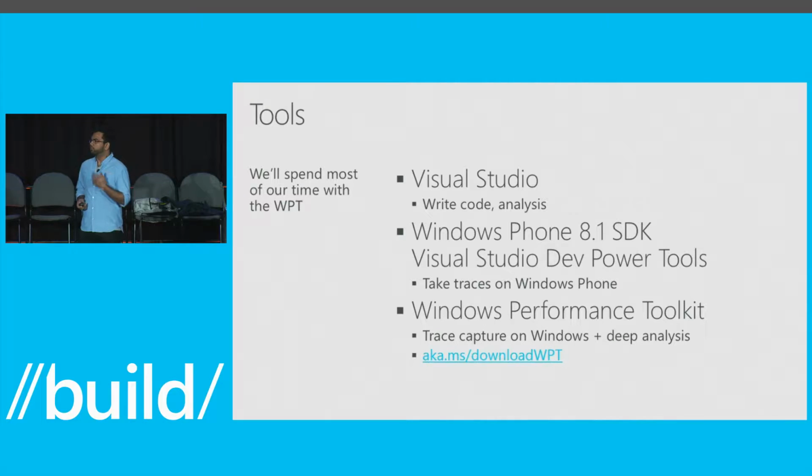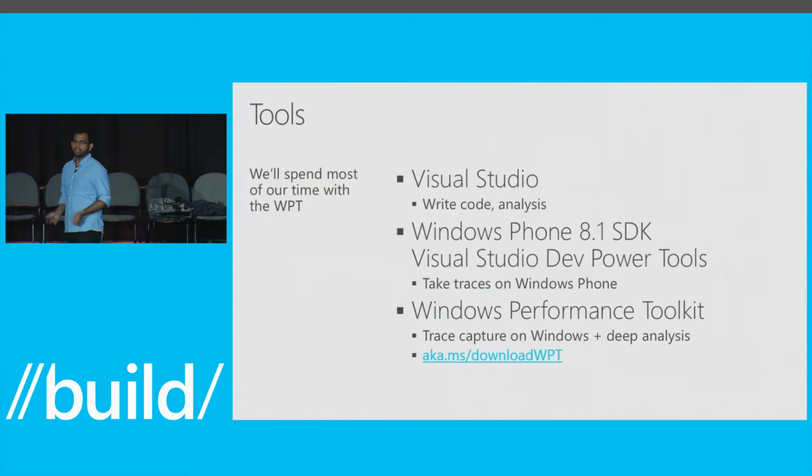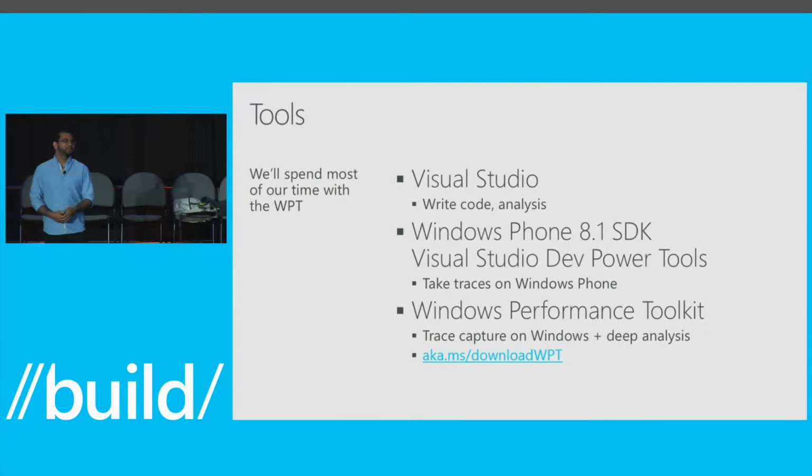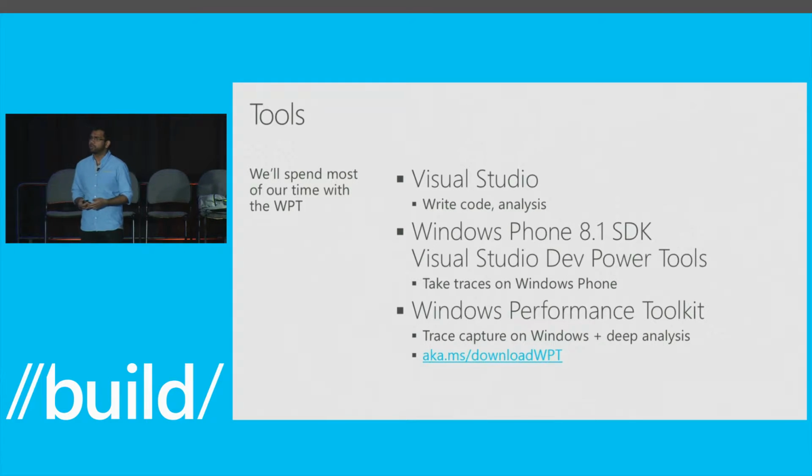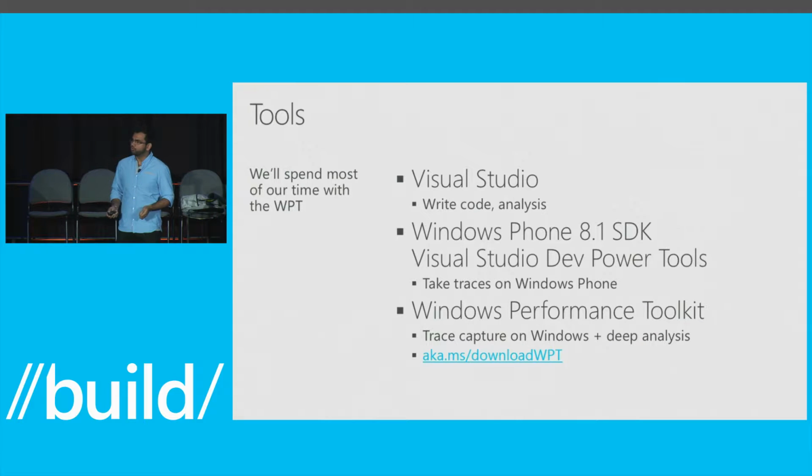Now, speaking of these tools, there are a couple of ones we're going to touch on today. Visual Studio. You guys already use it to write your code, I assume. It also has some powerful analysis capabilities. And if you were at some of the other talks, you saw that in action. Now, I'm not going to touch on that today, but if you're interested in that, I'll link you to those sessions so that you can check those out. The Windows Phone SDK for 8.1 gives you the Visual Studio Developer Power Tools. I'll show you how to use those Developer Power Tools to capture traces on Windows Phone.